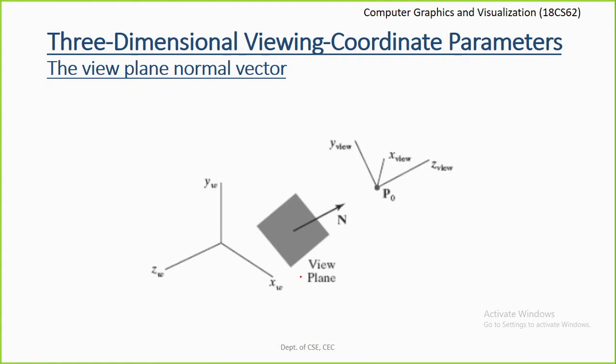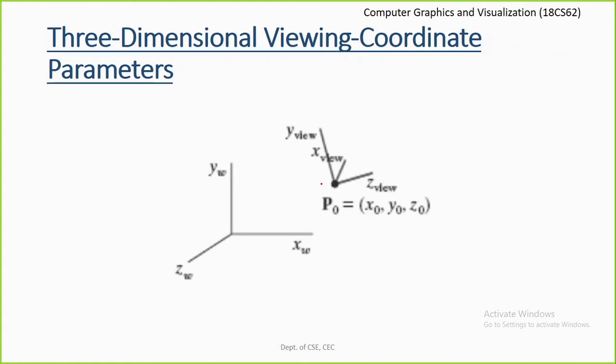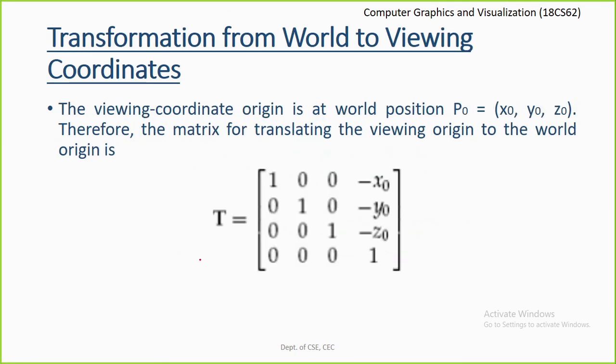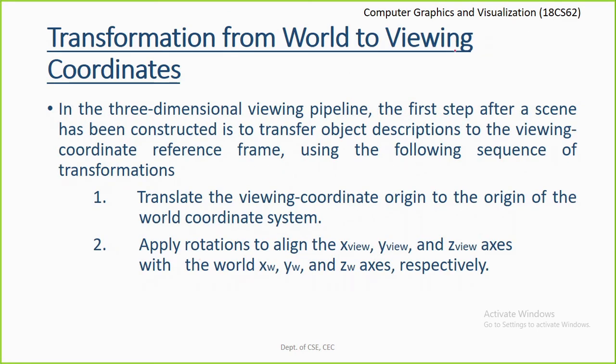Let us look at this diagram, you'll understand it better. First step is we need to translate this viewing coordinate origin to the world coordinate origin. We can call it the transformation T. Once we have translated the viewing coordinate origin P0 to the world coordinate origin, we need to rotate these X view, Y view and Z view axes so that they are aligned along the axes XW, YW and ZW. So two transformations we need to consider for the transformation from the world coordinates to the viewing coordinates.